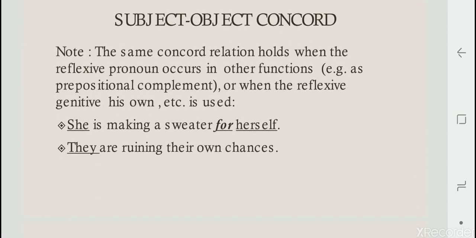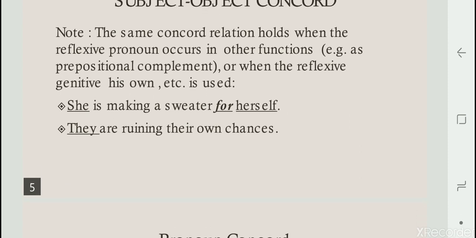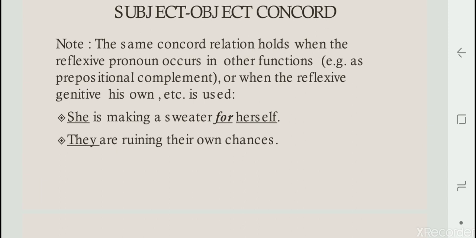Here we have a very important note. The same concord relationship, I mean the concord of number, person, and gender between the subject and the reflexive pronoun, holds when the reflexive pronoun occurs in other functions, like prepositional complement, I mean within the prepositional phrase. Look at the example here. She is making a sweater for herself.